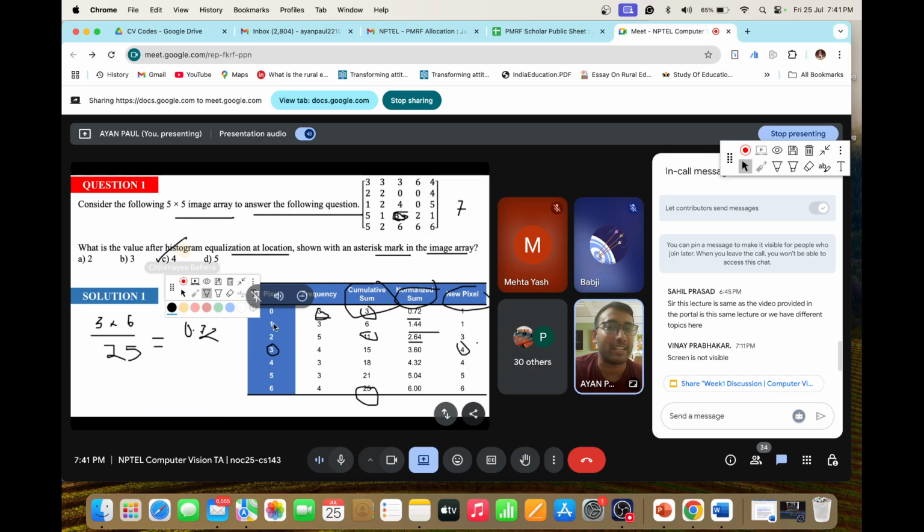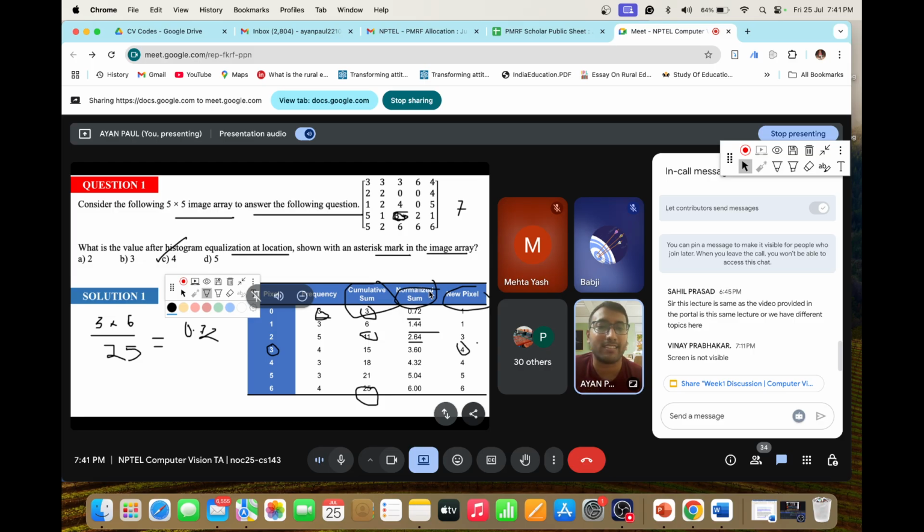For the cumulative sum, 1 is coming 3 times, but previously there was another 3 for 0, so 3 plus 3, that is 6. That is why it is the cumulative sum. The normalized sum is the cumulative sum for that pixel into L minus 1. L is the number of pixel types, 7, so 7 minus 1 is 6, divided by the last cumulative sum, that is 25.